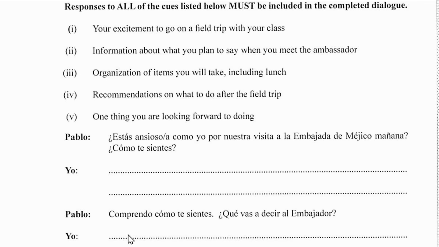So, what is most important for you to do is to read what is being asked and answer the question. What is being asked or said, and you give your response there as well. And then, when you're through, you take a look at the overview, at the cues once again, to see, did I include my excitement? Did I have information on what I plan to say when I meet the ambassador? Did I speak about the items I will take? Did I speak about lunch? Did I recommend? Did I speak about this? Did I speak about that?